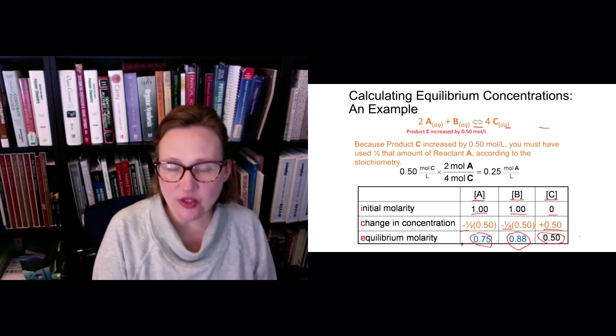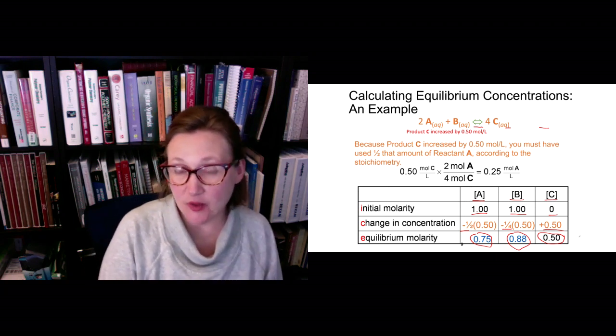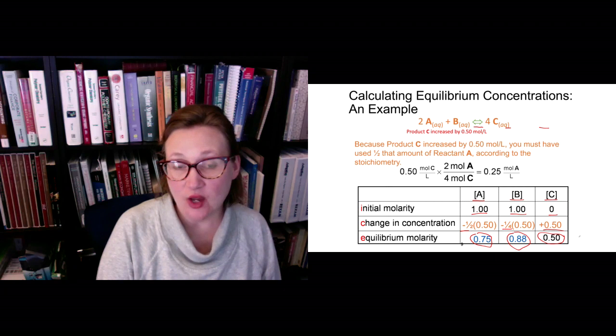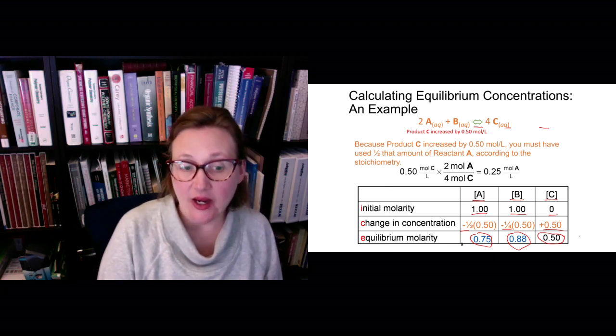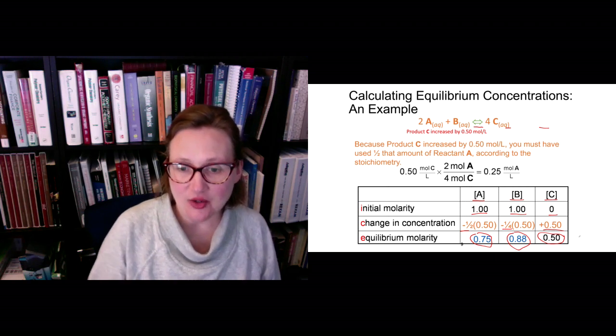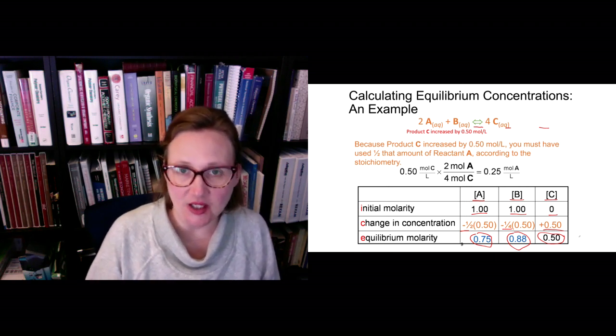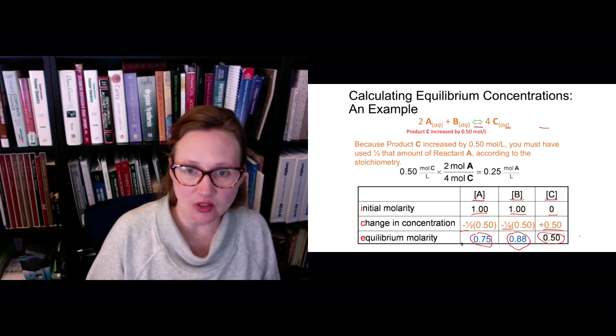Okay, so here we use stoichiometry to determine what those changes were so that we could take the initial minus the change and come up with the equilibrium concentrations. So now we have enough information to calculate an equilibrium constant.